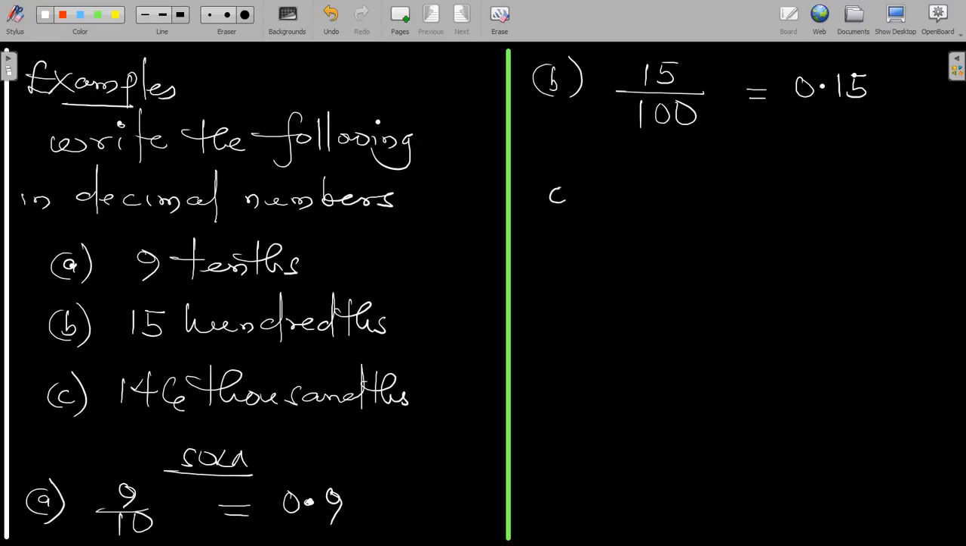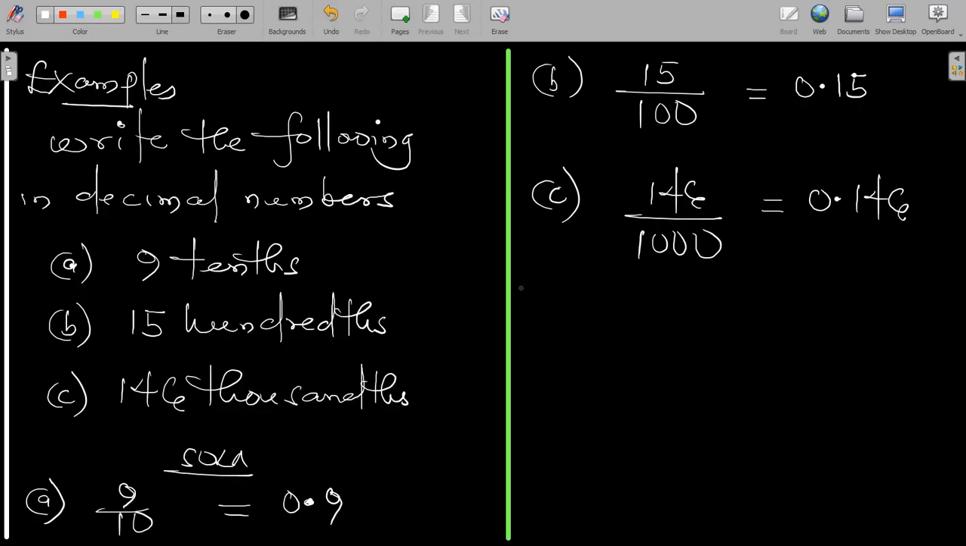Okay, so we are through with that one. Let's go to the C part of the question, which is 146 thousandths. So it means 146 divided by 1,000. So you can see we have 3 zeros this time around. So we roll the decimal point 3 times. 1, 2, 3. So we'll put the decimal point here. So actually the result will become 0.146. Okay, so that is the answer to that question.